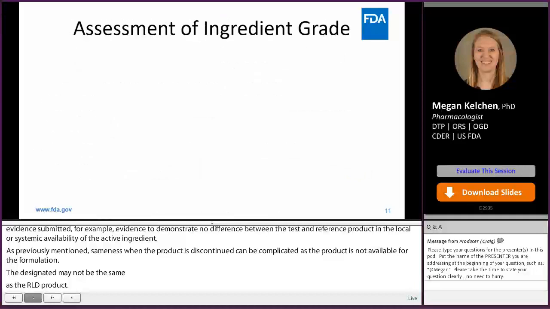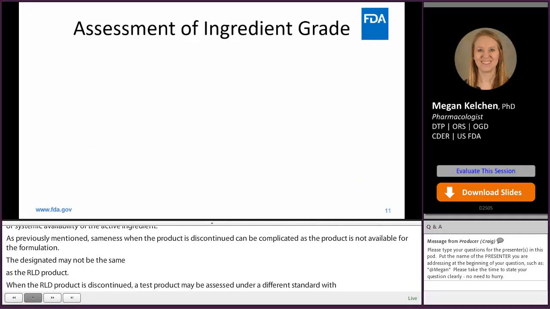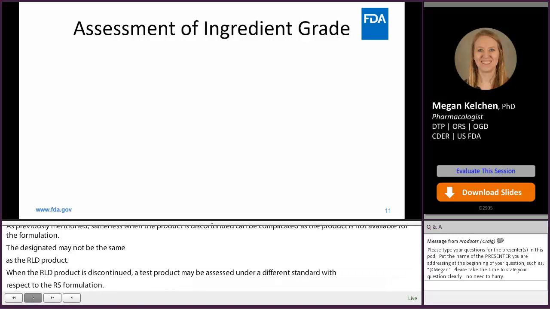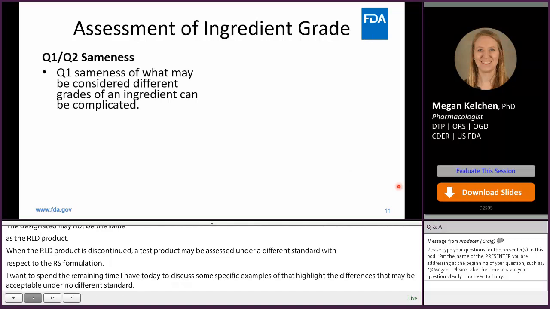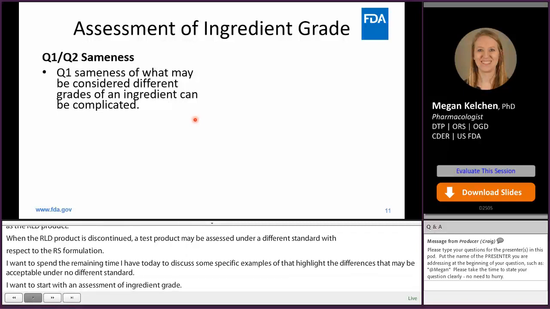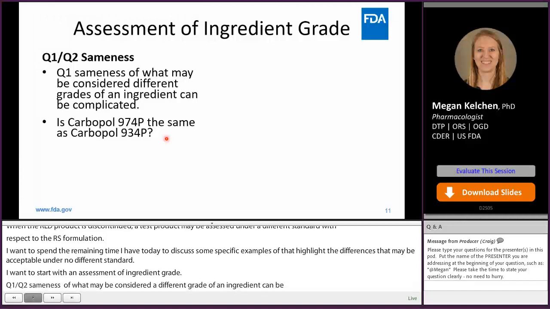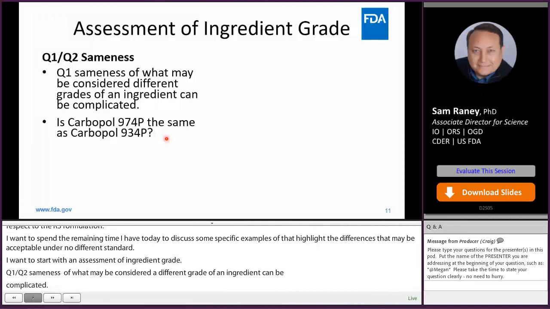So I want to spend the remaining time I have today to discuss some specific examples that highlight the differences that may be acceptable under a no difference standard. And I first want to start with an assessment of ingredient grade. Q1 Q2 sameness of what may be considered different grades of an ingredient can be complicated. For example, is carbapol 974P, which is polymerized with ethyl acetate, considered to be Q1 the same as carbapol 934P, which is polymerized with benzene?